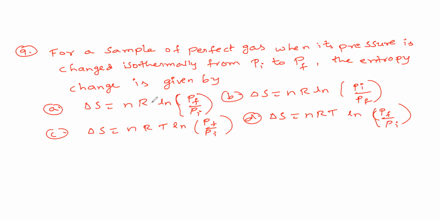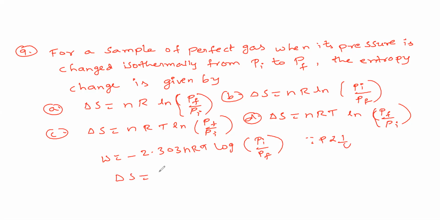For an isothermal process, work done is equal to what? Work done in isothermal process is minus 2.303 nRT log of P1 by P2, that is P initial by P final. For volume we get Vf by Vi, but since pressure is inversely proportional to volume, you'll get this equation. When you take delta S, delta S is equal to delta H by T. In this case, delta H becomes delta W, so W and delta H are same. So T and T get cancelled here.